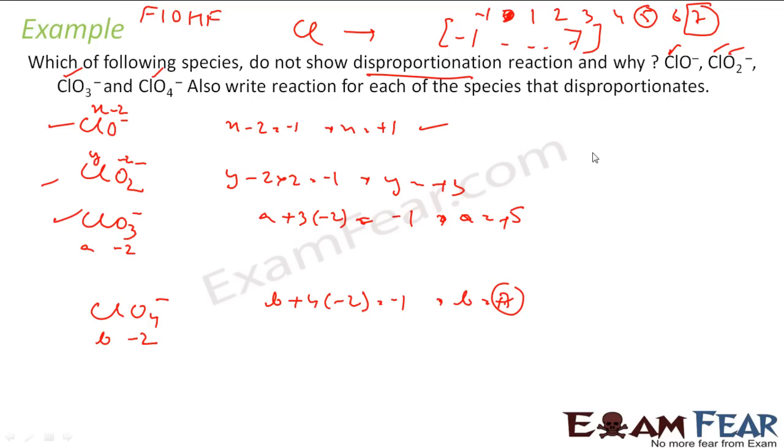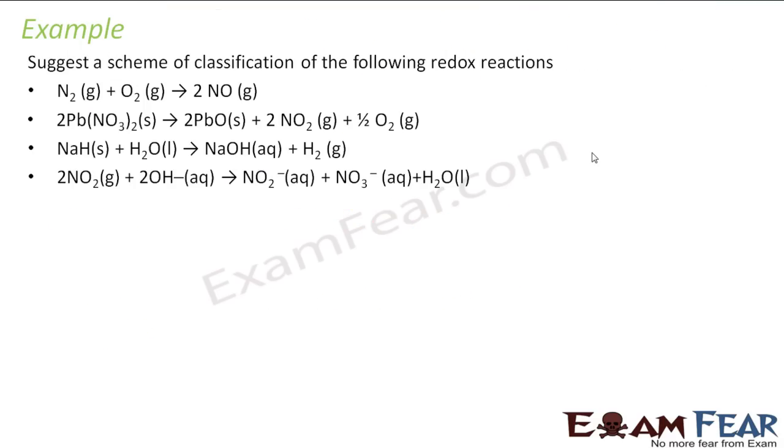See, if it has more than 3 oxidation states and the oxidation state of the reactant is in the intermediate state, it will show disproportionation reaction. So we have these reactions and we have to tell the scheme for these reactions. So if you see, N2 plus O2 gives NO, it is A plus B is equal to C form, and also A and B are in elemental form, so this is a combination reaction.